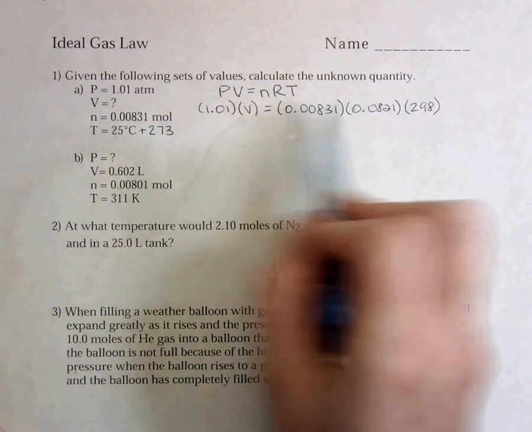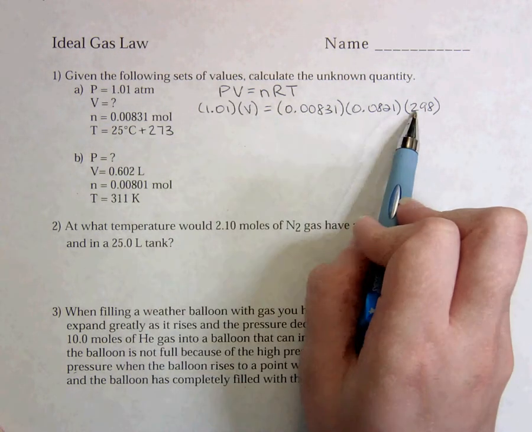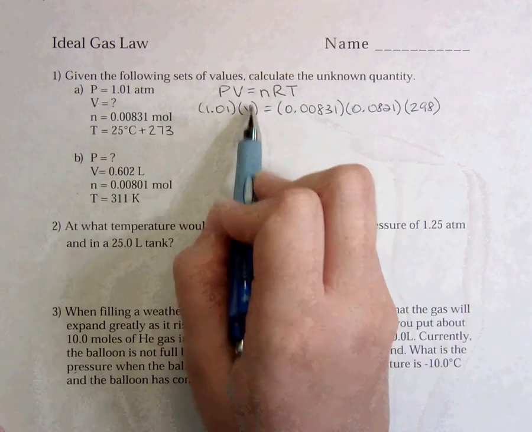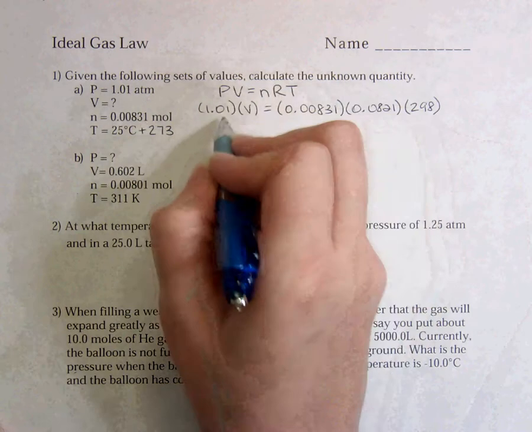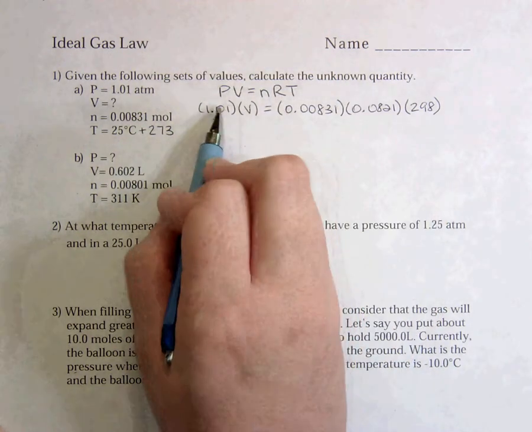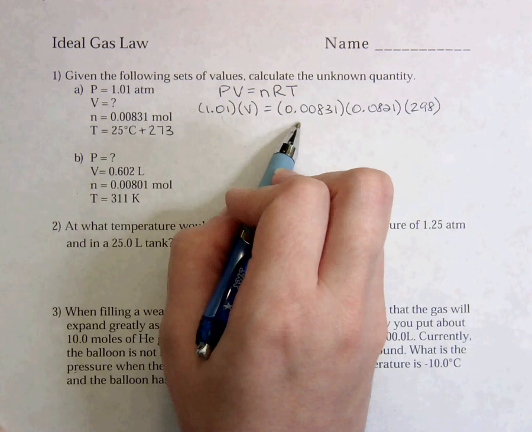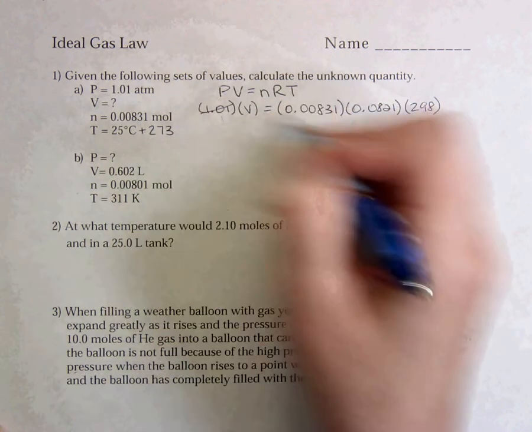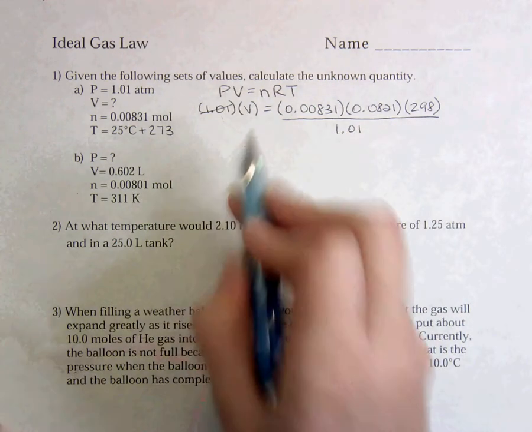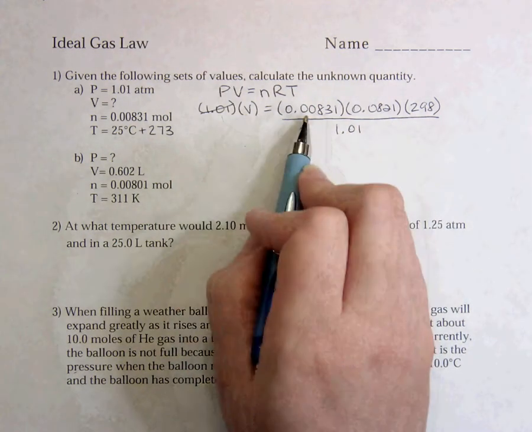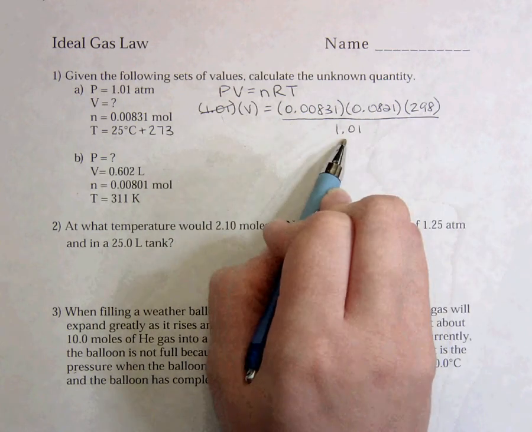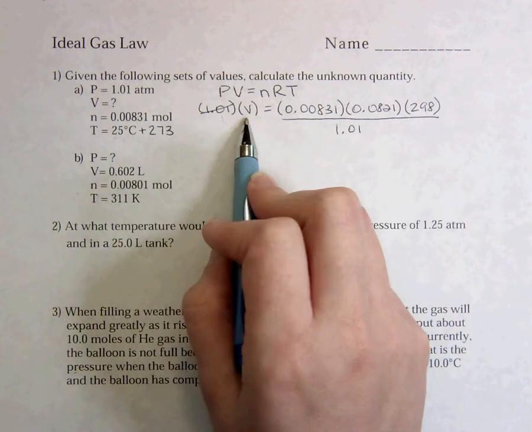So in this case, I will multiply these 3 together, and then since I don't want this over here on the same side with V, I need to solve for V. I'm going to bring this to the right-hand side of my equation. It's multiplying now, so when I bring it to the other side, I need to divide. So in order to solve for V, plug these into your calculator. This times this times this divided by 1.01, and you'll get your answer for volume.